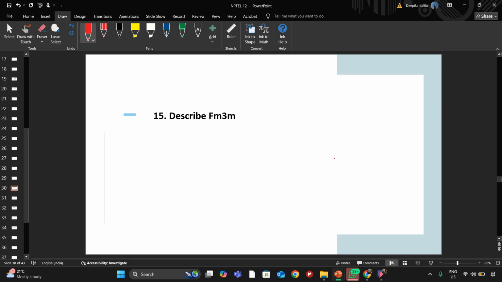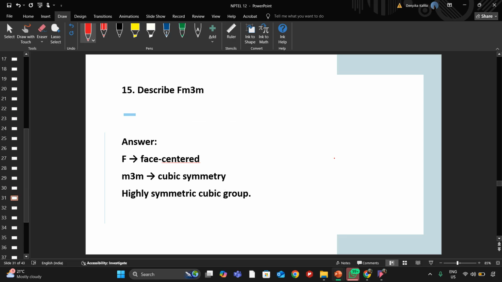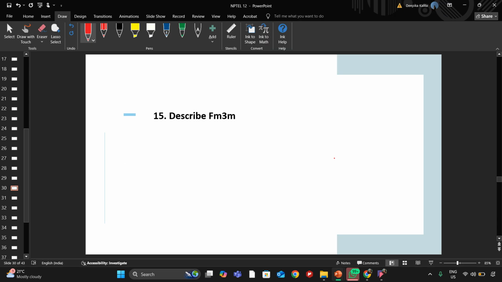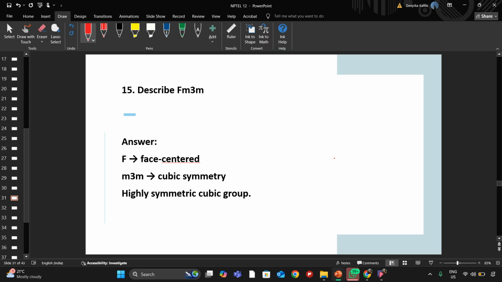Describe the point group Fm3̄m. Fm3̄m will be representing a structure which will be face centered, and the m3̄m is denoting a cubic symmetry.